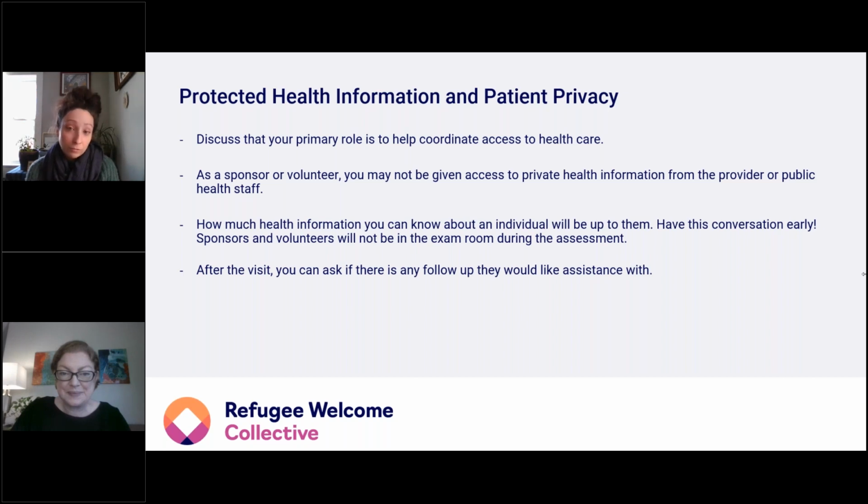And everyone's going to be really different on what they want. They may feel comfortable telling you what happened during the exam and say, these are some things I need, or they may say, you know what, I can take care of all of it. Just make sure I have a cell phone that works and I know how to access an interpreter. It's really going to run the gamut depending on the person.